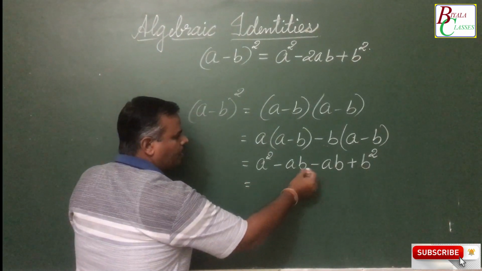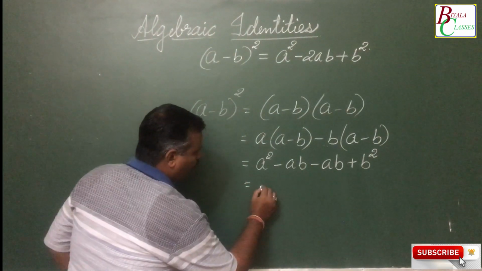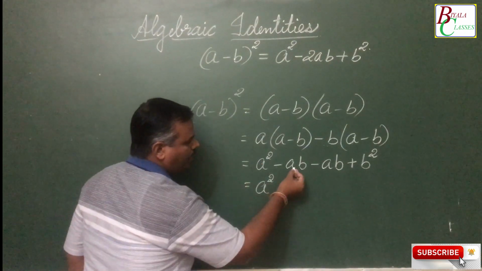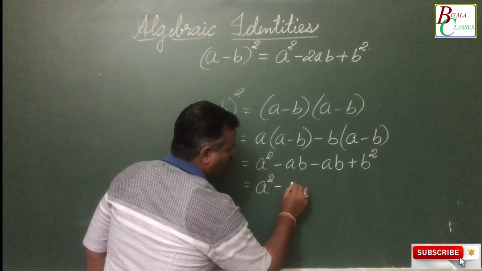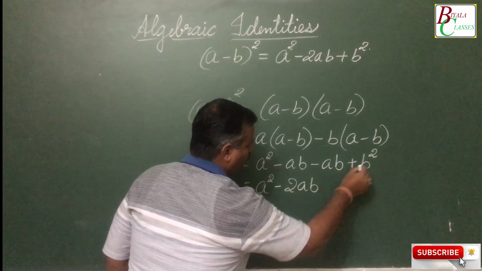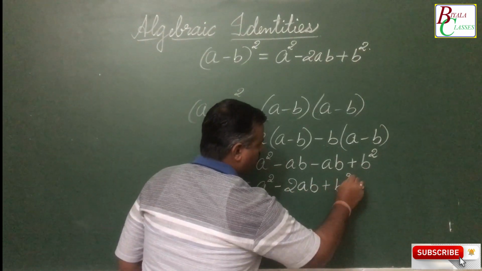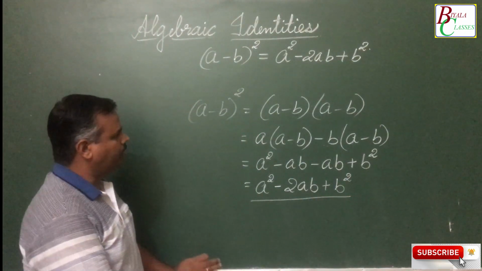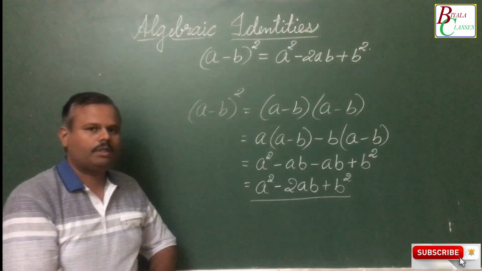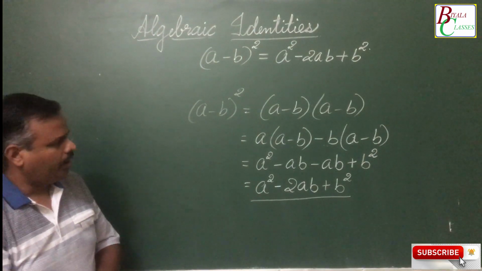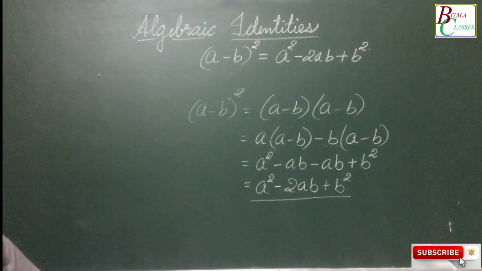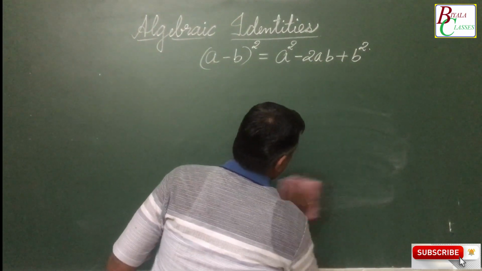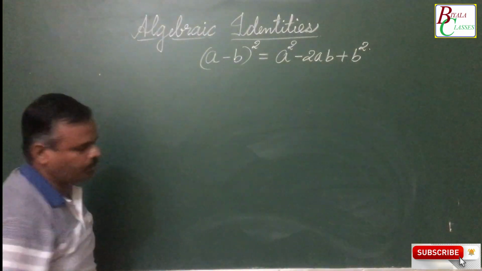So here if you see, there are two like terms, that is ab and ab. We will further simplify it. So we have a squared. Now minus ab and minus ab gives us minus 2ab and plus b squared. So this is it. Now here we got the proof of it theoretically. Now we will do the same identity, we will try to prove it with a geometrical proof. We will have a geometrical proof of it also.